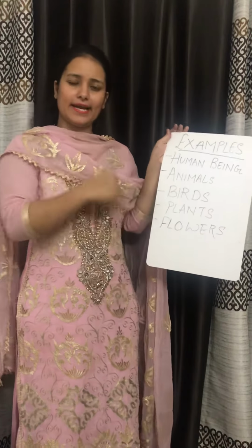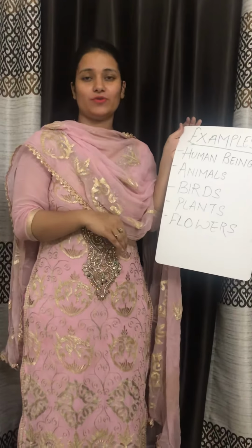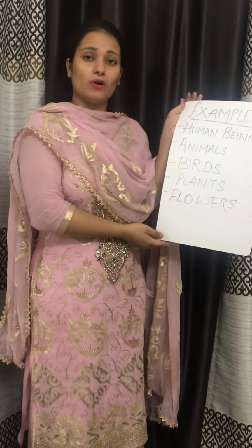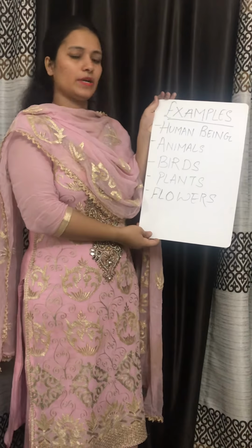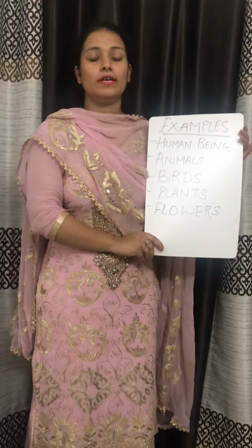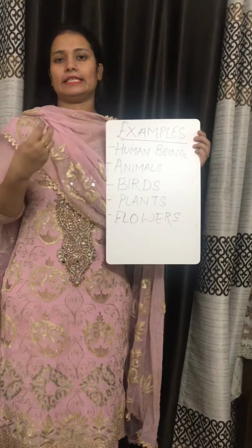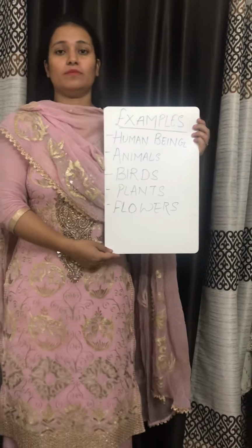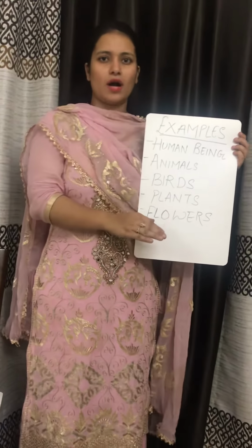Then animals. Like us, animals also move from one place to another. They also need food, they also reproduce, they also grow, and they also breathe. So animals are also an example of living things. Then come to birds. Birds are also an example of living things. In the same manner, they grow, they breathe, they need food, they reproduce. And how do birds move? They move with the help of their feathers, which means they fly from one place to another.